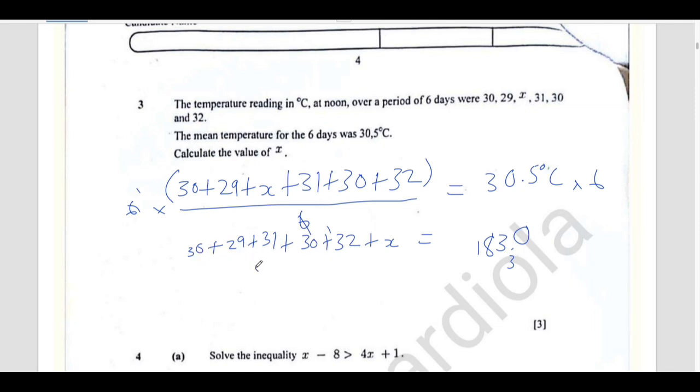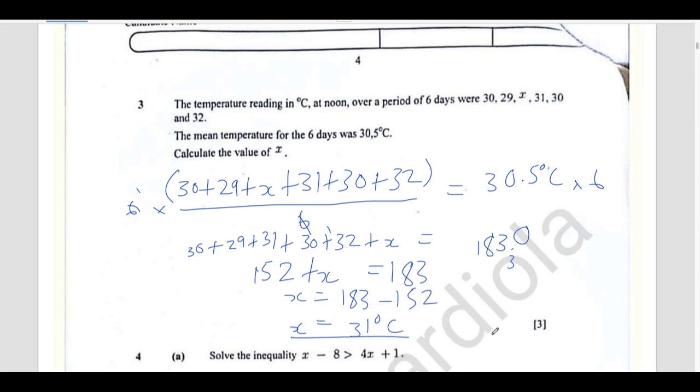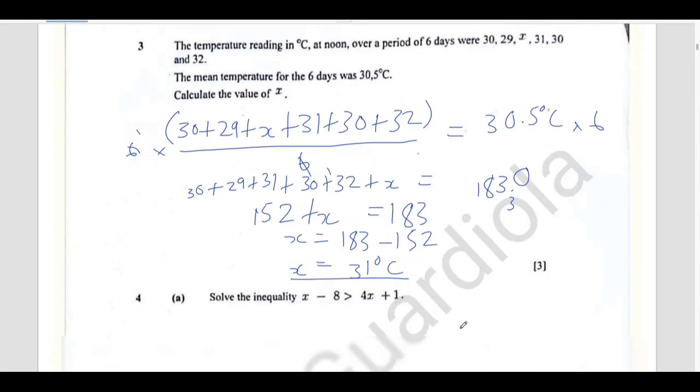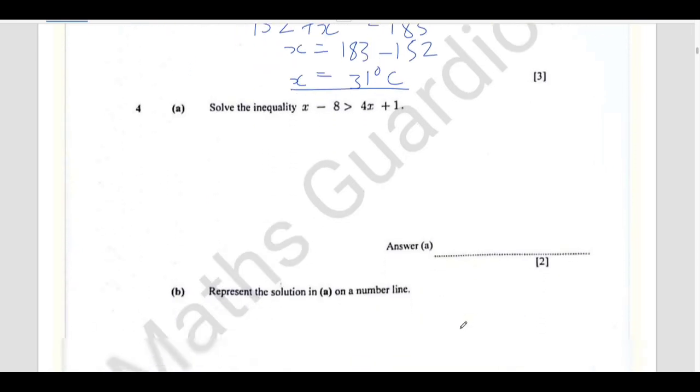Then next we are going to add those other numbers so that we add like terms together and keep the unlike terms together. So here we add 30 plus 31, 29 plus 31, that's 60, 30 plus 30, that's another 60, plus 32, that gives us 152, plus x equals 183. And x is equal to 183 minus 152. We just subtract 152 from both sides, and then we get x equals 31 degrees Celsius. Because x is a temperature, we need to put units. X equals 31 degrees Celsius.